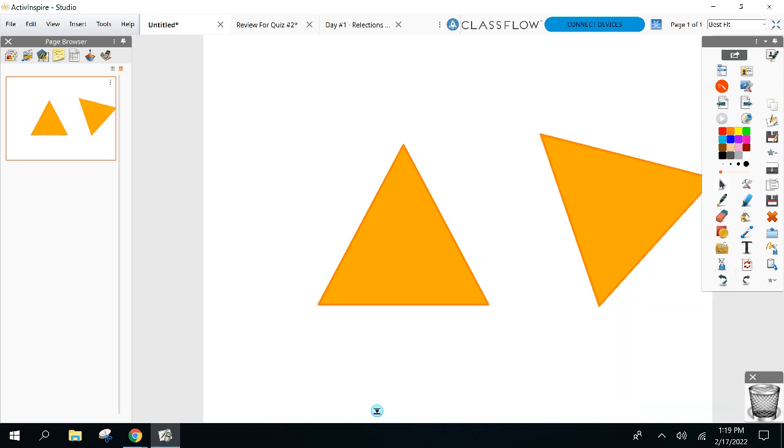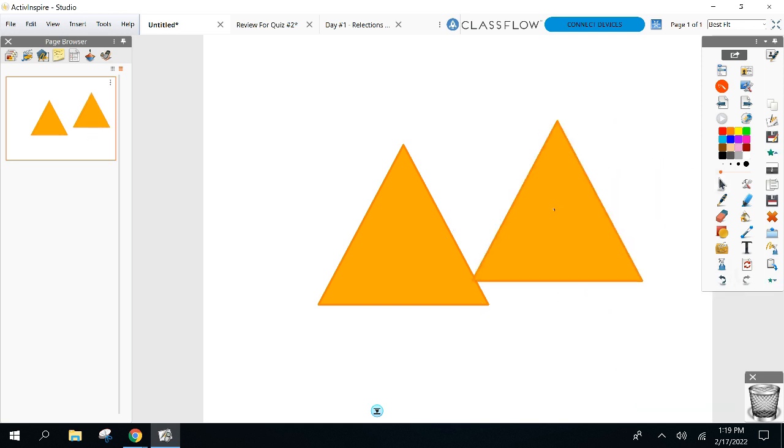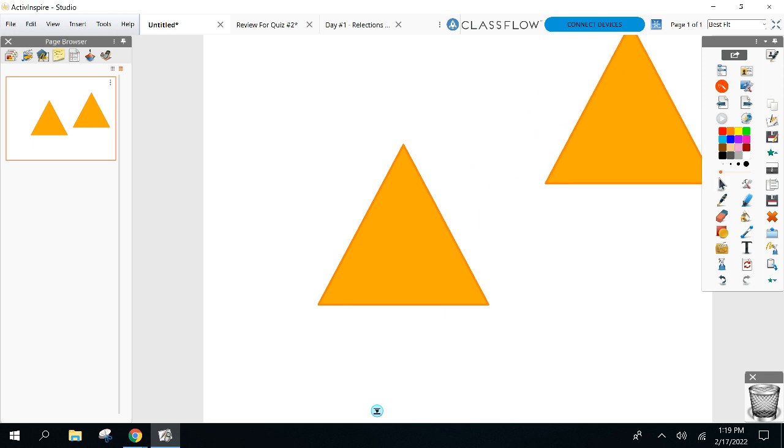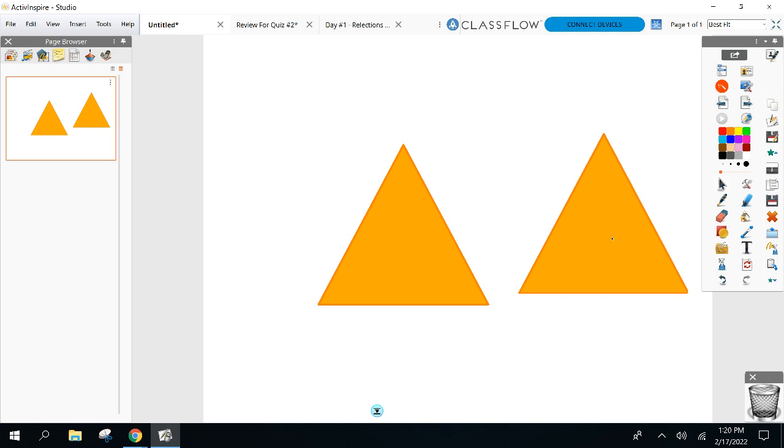Now, sometimes when I do a transformation, the original and the end one are the same size and shape. Anybody got a vocab word? They are what to each other? This word is like at least top 3 of the year. Congruent. They're congruent. They don't change size or shape. So sometimes when I do a transformation, the two end up being congruent to each other.